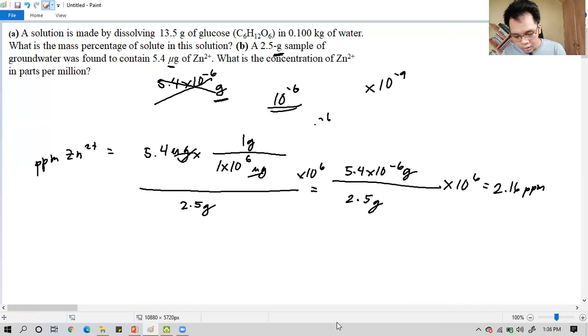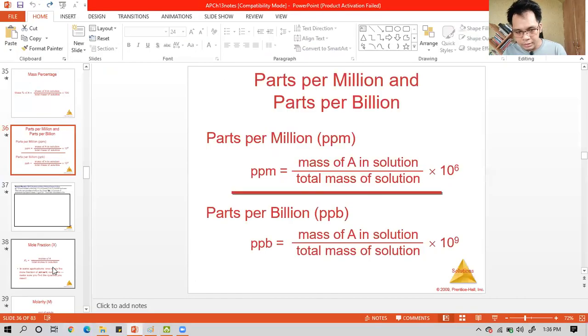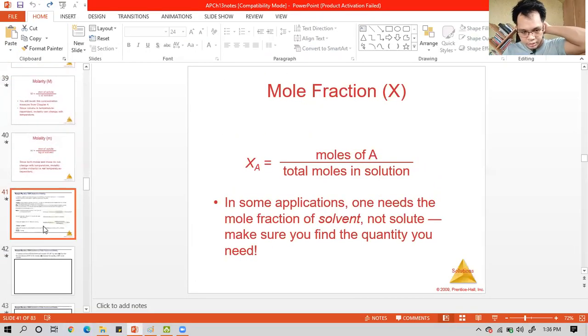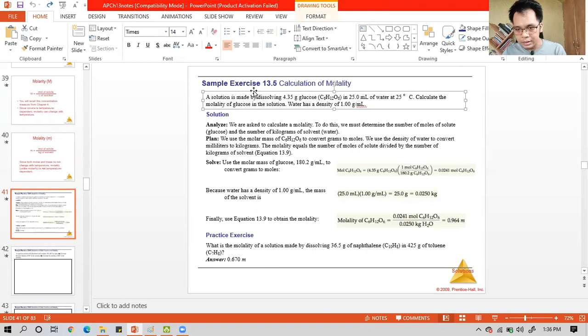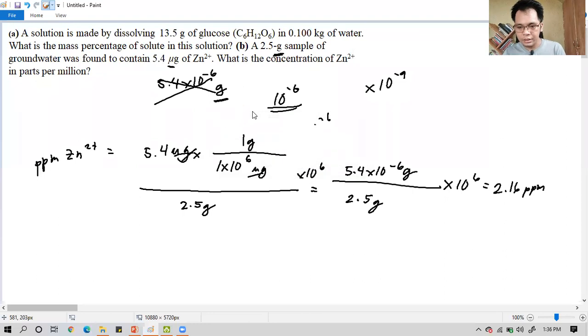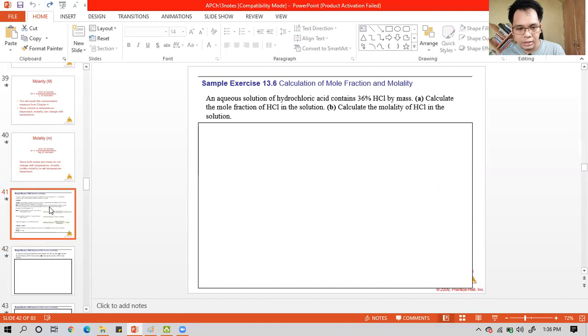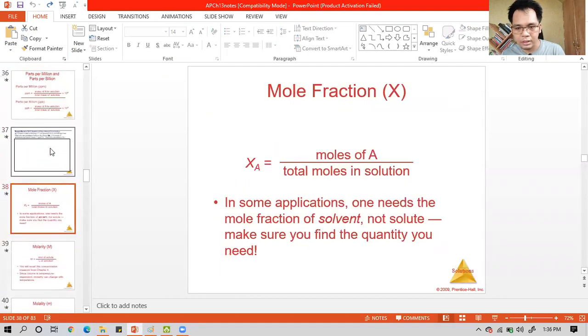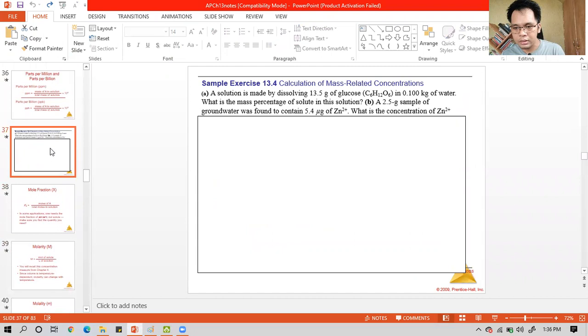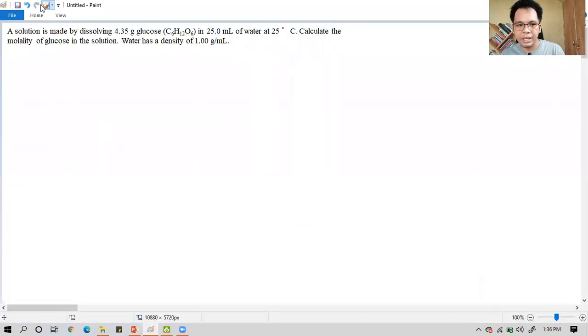Okay? So next, for the problem here, we will go on to the problem number 13.5. So we have 13.5. And this one here is in terms of molality calculation. Okay, so 13.5. This is a molality calculation because calculate the molality of glucose in the solution.